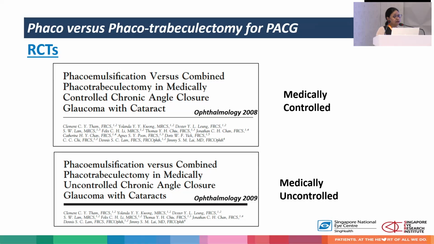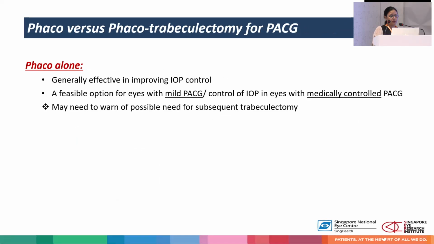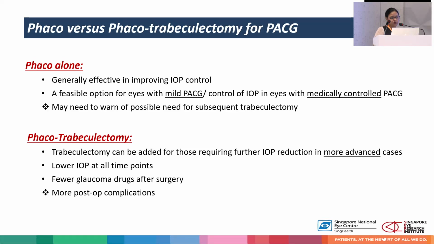And this is a study which was done more than 10 years ago from Clement Tham's group, where they compared Phaco versus Phaco trabeculectomy in medically controlled and medically uncontrolled PACG. What they found was that both Phaco as well as Phaco trabeculectomy result in a significant decrease in IOP, but with the Phaco trab having marginally better IOP reducing efficacy. So this suggests that Phaco alone may perhaps be a feasible option for eyes with mild PACG or those with medically controlled PACG. And Phaco trab can probably be more useful in more advanced cases where you require lower IOP at all time points.